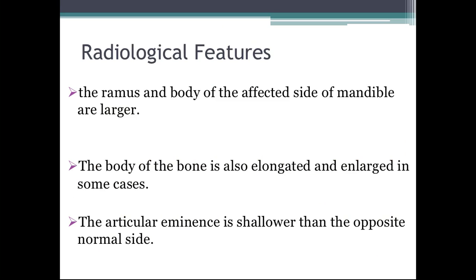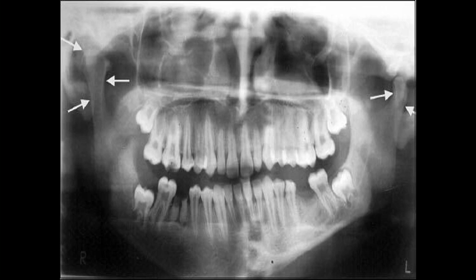Radiological features: the ramus and body of the affected side of the mandible are larger. The body of the bone is also elongated and enlarged in some cases. The articular eminence is shallower than the opposite normal side. This radiographic appearance shows unilateral condylar hyperplasia affecting the right side.